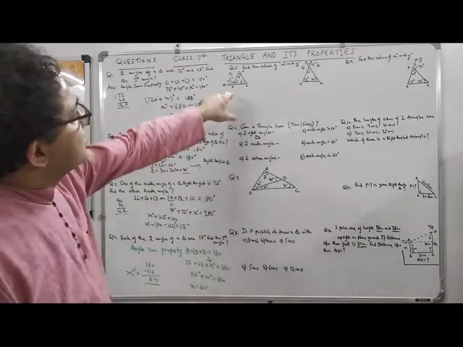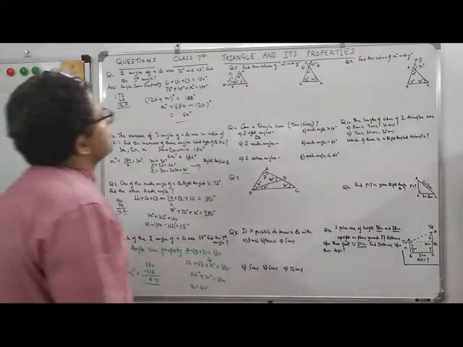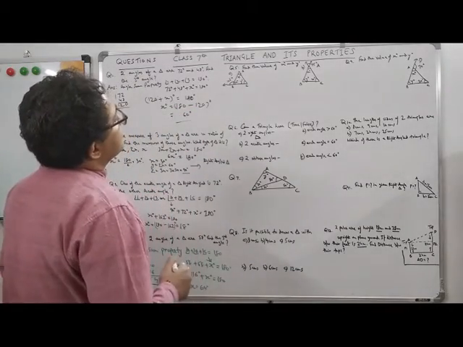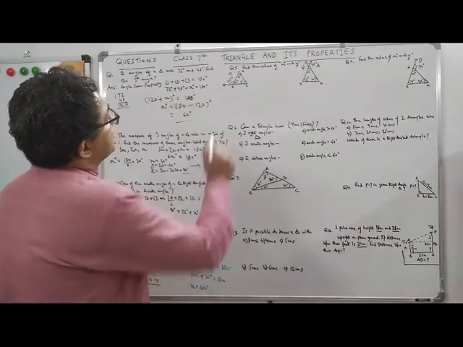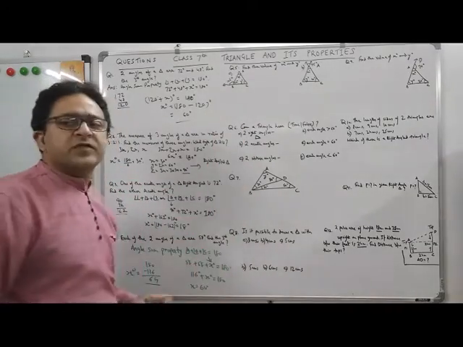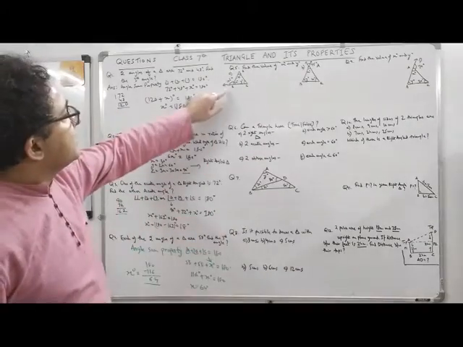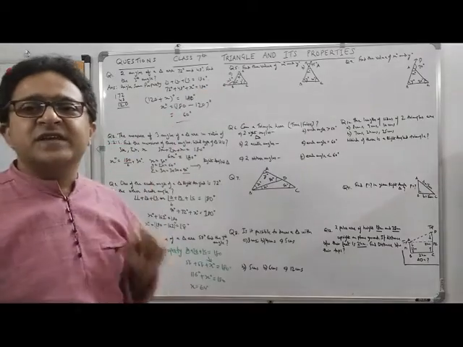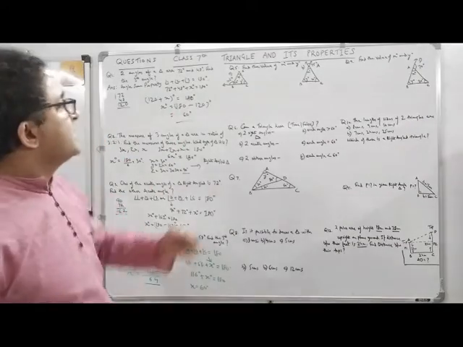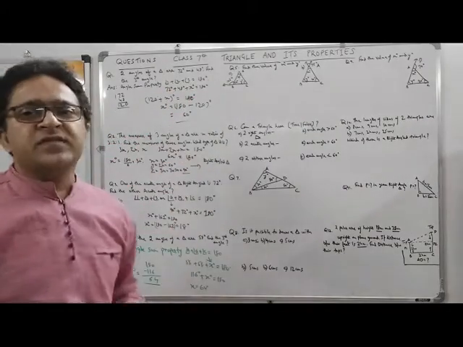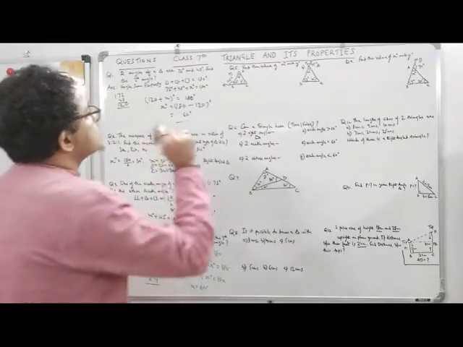So let's first take this one. x and y have to be calculated. So just think, students, what can be the case? Whenever there is a question, look at what is given. One exterior angle is given. So what is the exterior angle property? The exterior angle is equal to the sum of the interior opposite angles. So let's first use this one.